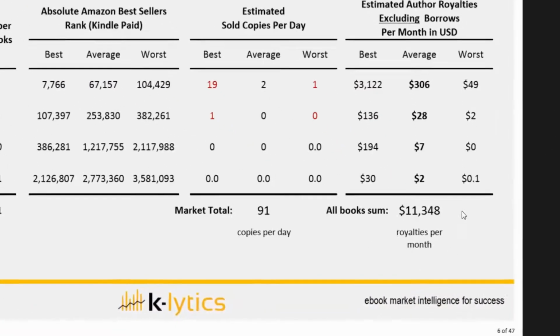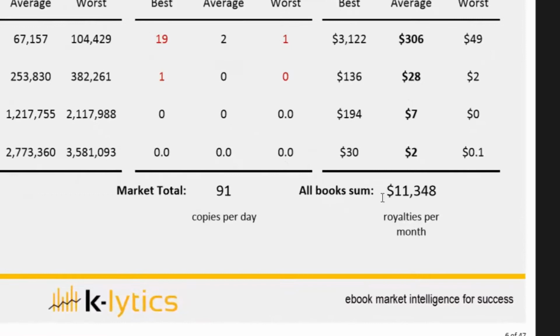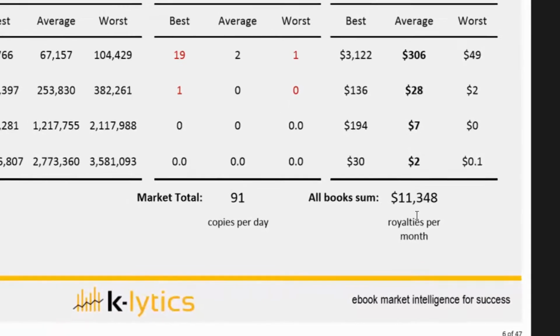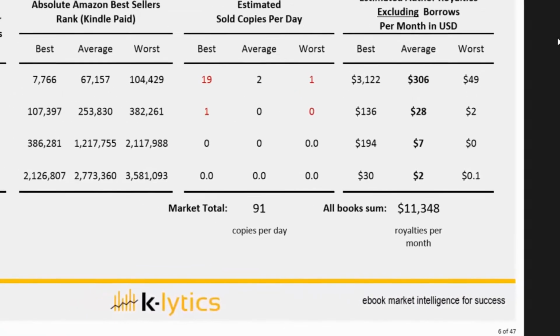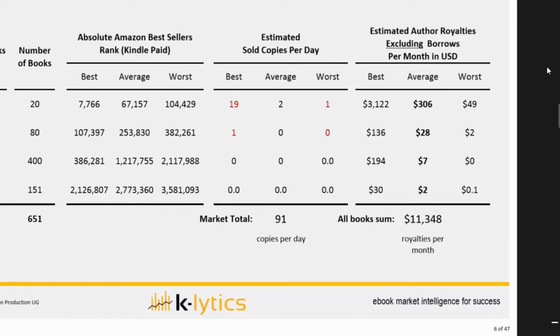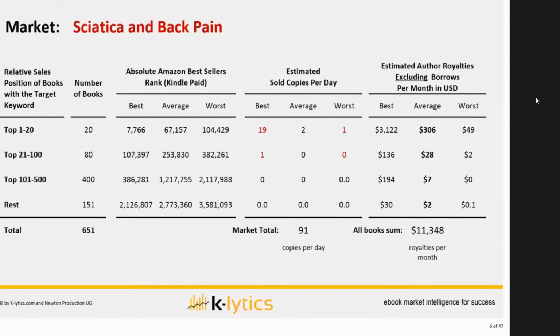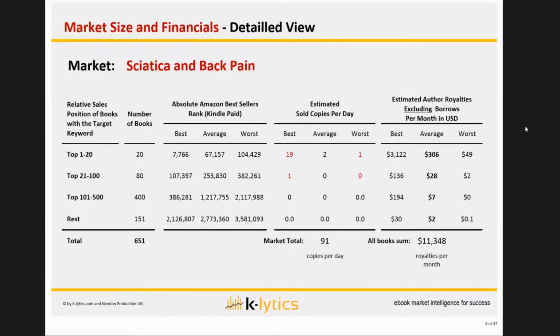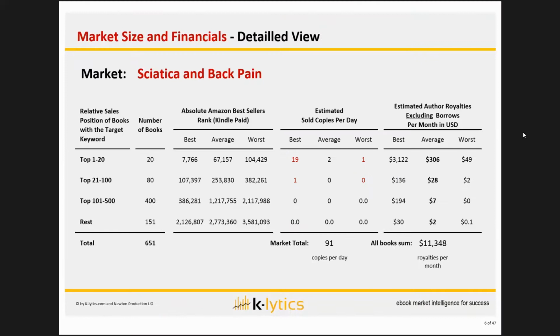The total market for sciatica and back pain is only about $11,000 in royalties per month. That's not sales, that's royalties. So compared to many other markets, it's a very, very narrow market, where if you do a book project for it, you either do it for authority building, so you're not so worried about the sales, or you really mean business and you know how to get into the top end of the market.